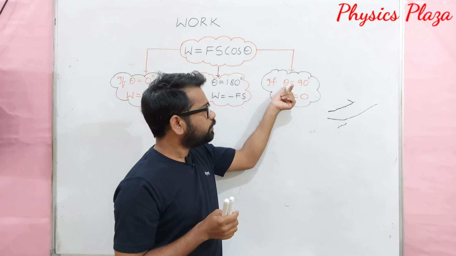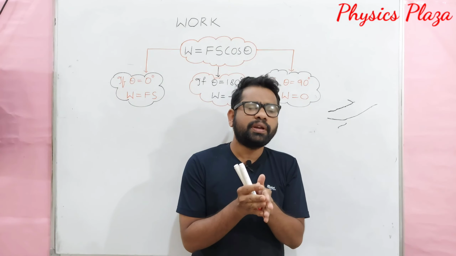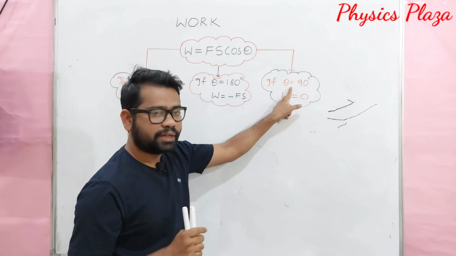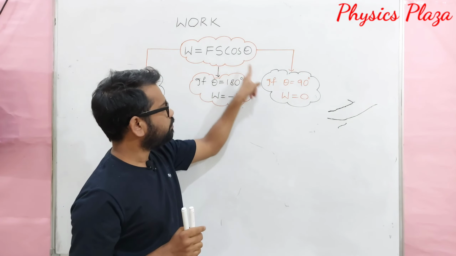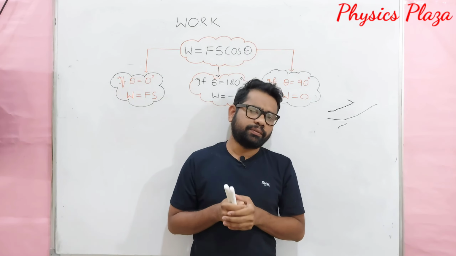If theta is 90 degrees, what happens? When the body's displacement and the force are perpendicular to each other, then theta is equal to 90 degrees, that is, cos 90 will be 0. So Fs into 0 will be 0 only. So then we can say that work done is 0.